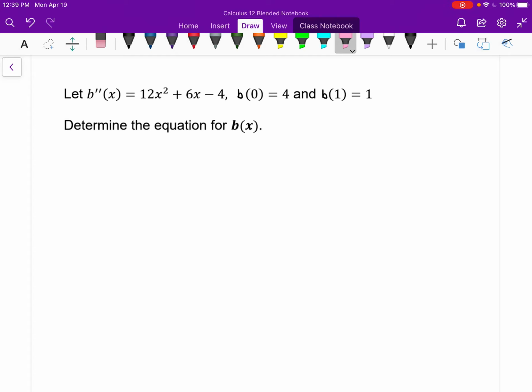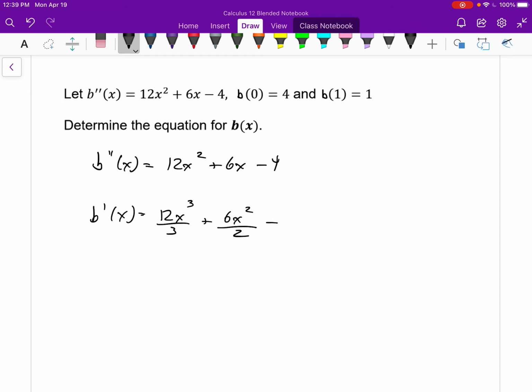So first, let's look at my second derivative. And just like when you're differentiating, we're dealing with polynomials, it's really quite pleasant with anti-differentiating. So b prime of x would be 12 times x to the power of 3 divided by 3, plus 6 times x to the power of 2 divided by 2, minus 4 times x. You could say to the power of 1 over 1, or really just 4 times x. And so that's it. I should have a constant right here.